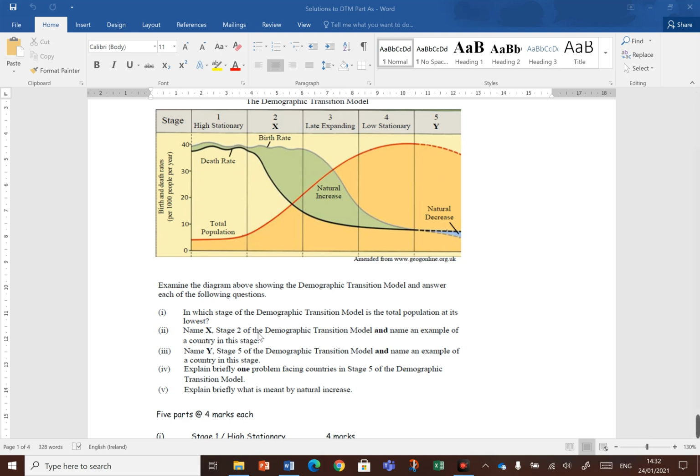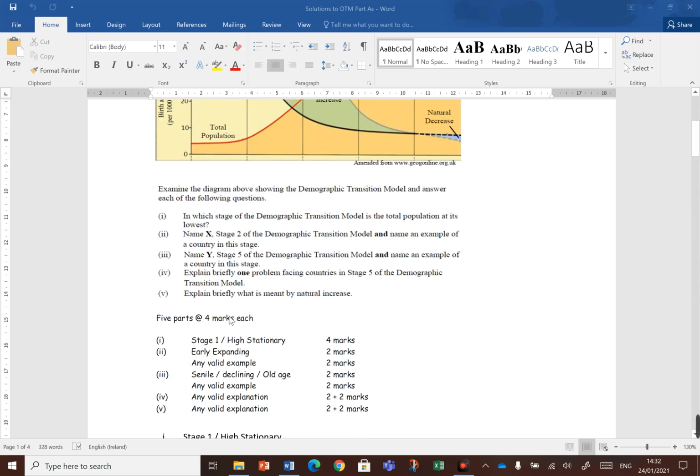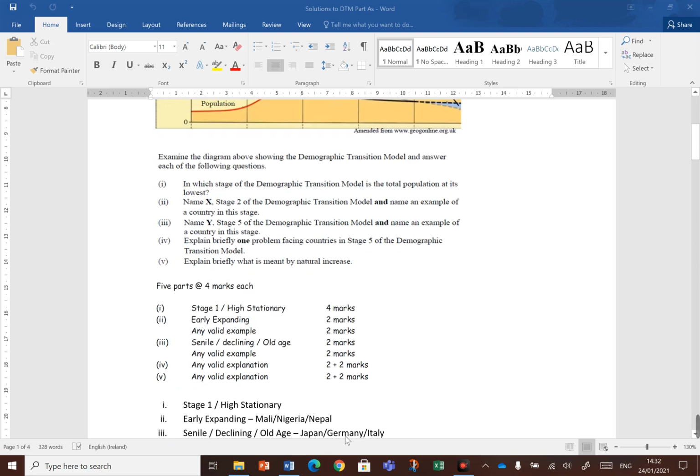Name X, stage 2 of the demographic transition model, and name an example of one country. It should be easy enough because this is late expanding, so therefore this is early expanding. Early expanding, 4 marks. Name an example of a country in this stage. A country in that stage would be Mali, Nigeria, or Nepal.